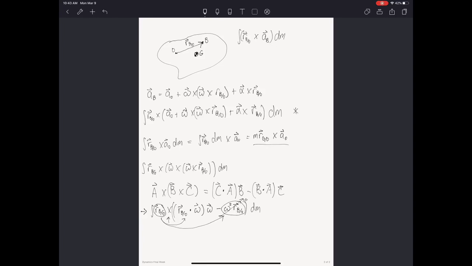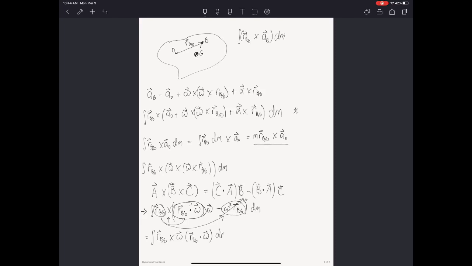I will then write this as the integral of RB with respect to O crossed with omega, crossed with omega times the vector RB with respect to O dot omega. I moved some things around there, but there's no problem. This right here is a scalar and can be brought out front or behind or whatever. It can be multiplied whenever you like. So I did the cross product of RB with respect to O, cross with omega, then times this expression here. That's all that's left.